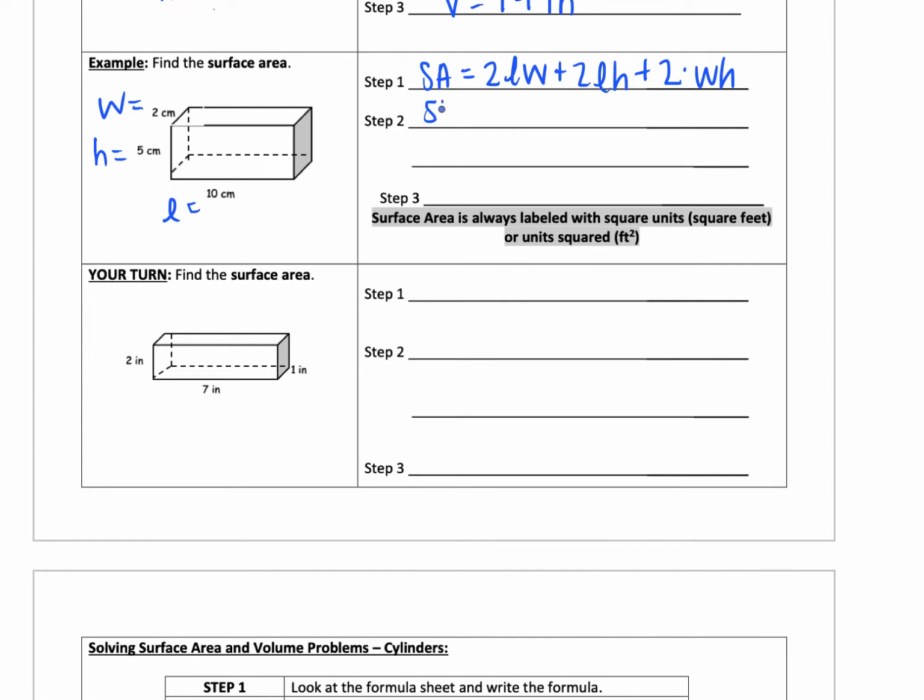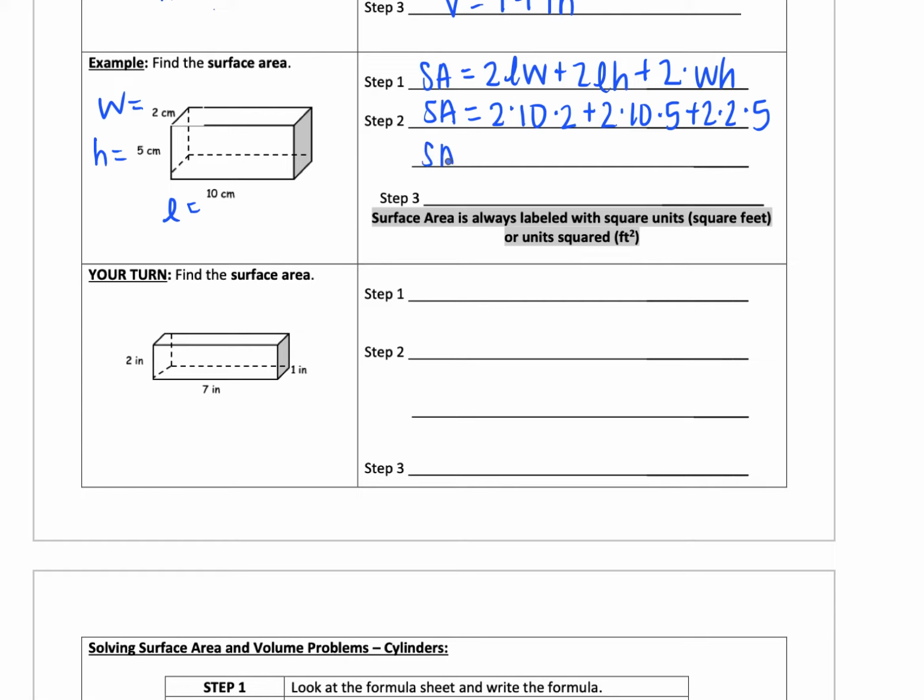So the first step is taken care of. I wrote my formula down. Step 2 says to fill in all the numbers with what you know. So 2 times the length of 10 times the width of 2 plus 2 times length of 10 times height of 5 plus 2 times the width of 2 times the height of 5. So I just filled in everything I know, and now to use GEMDAS, I have to take care of all my multiplication before I'm allowed to add.